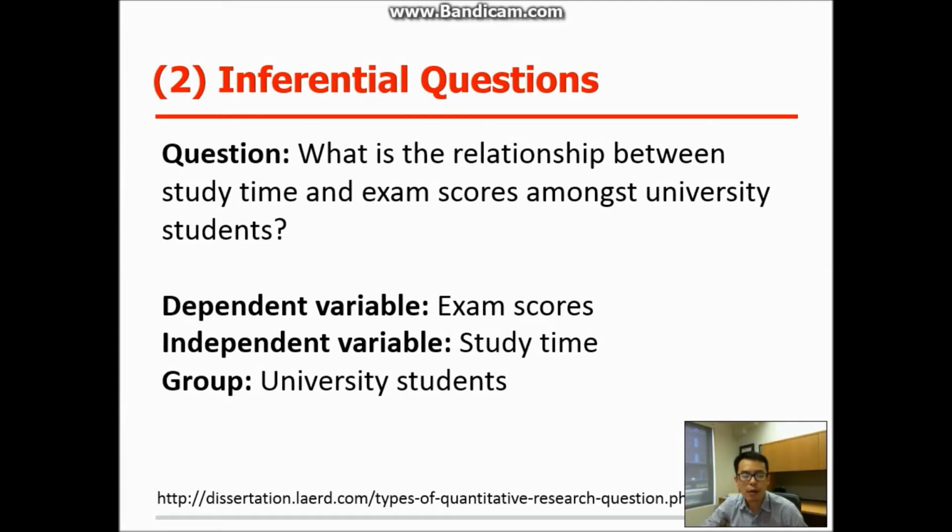The second category of a quantitative research question is called the inferential question. The inferential question explores the relationships between two factors. For example, what is the relationship between study time and exam scores amongst university students? In this question, you are studying if there is a causal relation between study time and exam score, if those who study more would get a higher score on the exam. Your study subject or group is university students. Because we have two variables here, the outcome, the effect, would be exam scores, and the input, the cause, would be study time, which is an independent variable. So we consider this an inferential question. The group would be all university students, without specifying whether they are female or male, or freshman or sophomore.